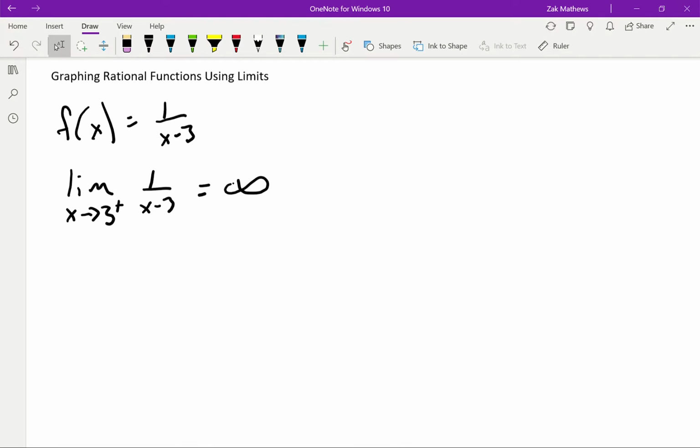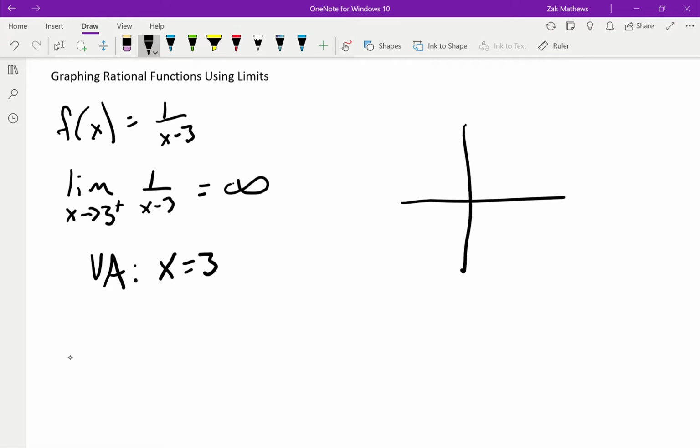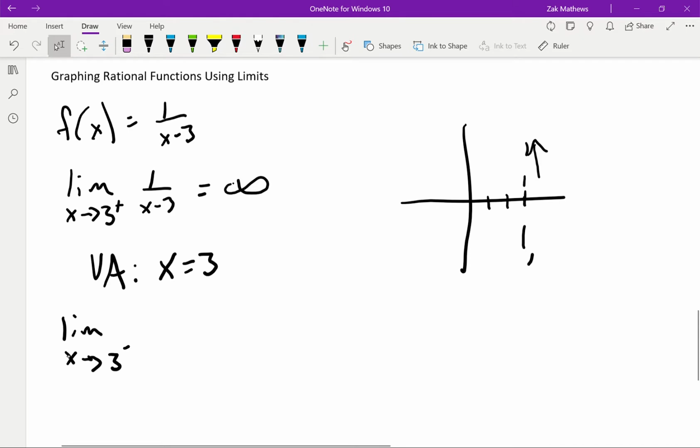Now, that is good enough to state for certain that we have a vertical asymptote at x equals 3. If I'm thinking about the graph, as we come at 3 from the right, it's going to go up. So we know that is our vertical asymptote. I don't know what it's doing from the left. Even though we only need to show one direction to find that we have a vertical asymptote, it can sometimes be helpful to find what's going on the other side.